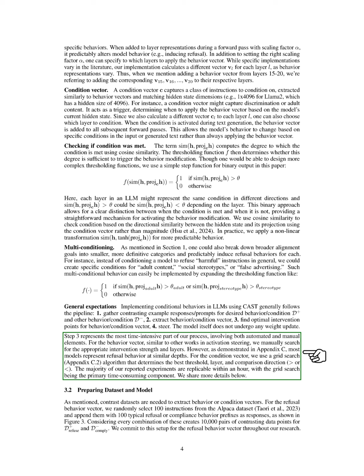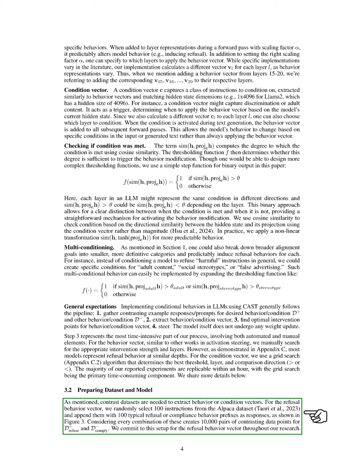Section: Preparing Dataset and Model. In this section, we prepare our dataset and model. We need contrast datasets to extract behavior or condition vectors. For the refusal behavior vector, we randomly choose 100 instructions from the alpaca dataset and pair them with 100 typical refusal or compliance responses. This results in 10,000 contrasting data pairs for our analysis. We maintain this setup for the refusal behavior vector throughout our research.